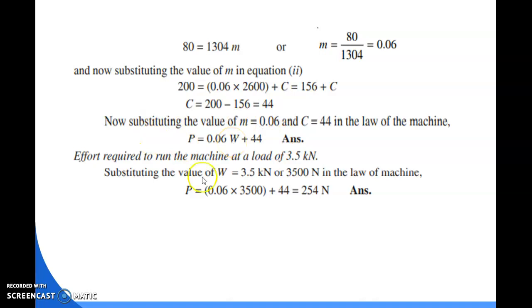So the value of P is equal to 0.06 into W, which is 3500, plus 44. Hence, the value of the effort is equal to 254 Newton.